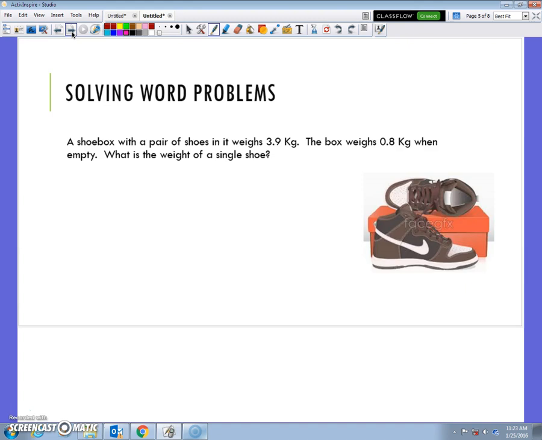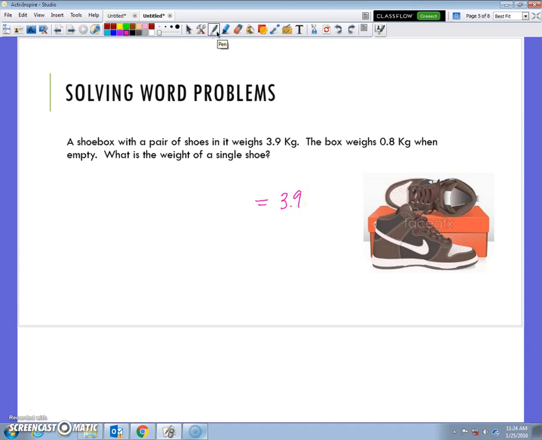In this case, it says a shoebox with a pair of shoes in it weighs 3.9 kilograms. The box weighs 0.8 kilograms when it's empty. What's the weight of a single shoe? All right, so the total amount of weight inside the shoebox with the shoes, when it's all said and done, is 3.9 kilograms. I don't really need to label in my equation in this instance.